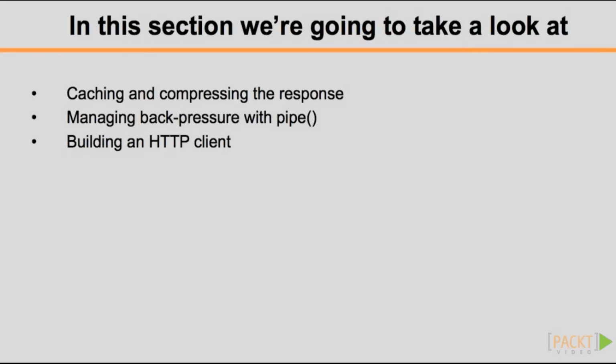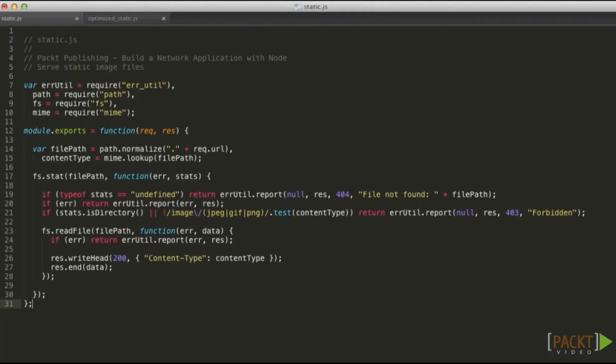Throughout this section, we've been learning how to use Node's core HTTP module to load content. In the last screencast, we modified our web application to serve image files. In this screencast, we'll look at some ways to improve performance by caching and compressing those files. To complete our coverage of the HTTP module, we'll complement our server example with a basic web client.